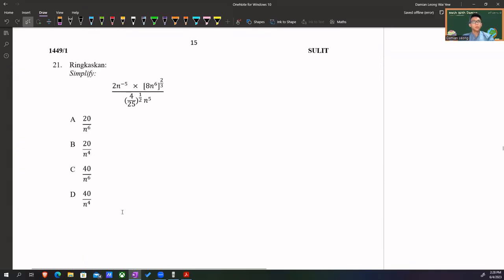Okay. Question 5. Simplify this: 2n to the power of -5.